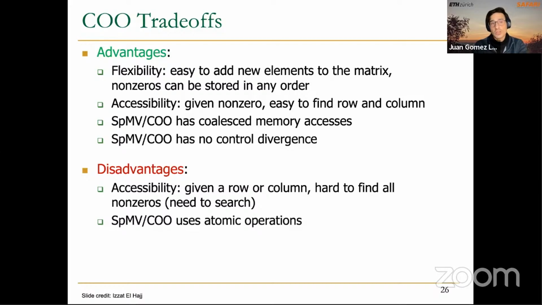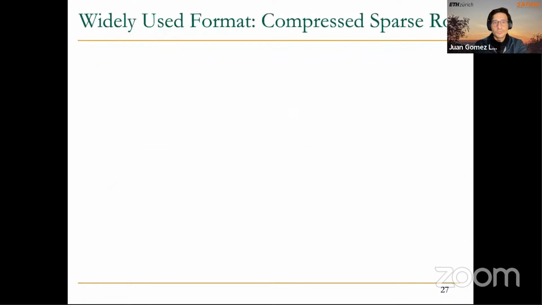The other disadvantage is in terms of accessibility: given a row or a column, it's hard to find all non-zeros in that row or in that column. Why is that? Because the non-zeros might not even be sorted in any way. So we need to search over the whole compressed matrix to find all non-zero elements corresponding to a row or a column.